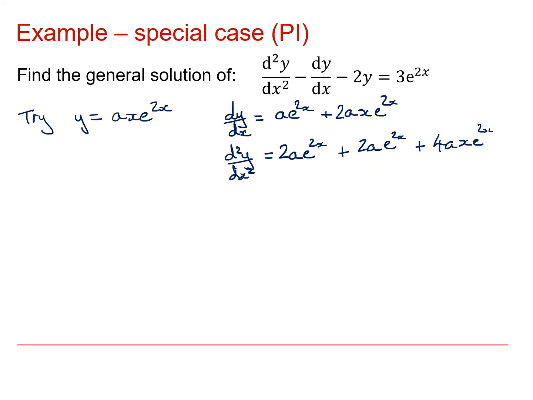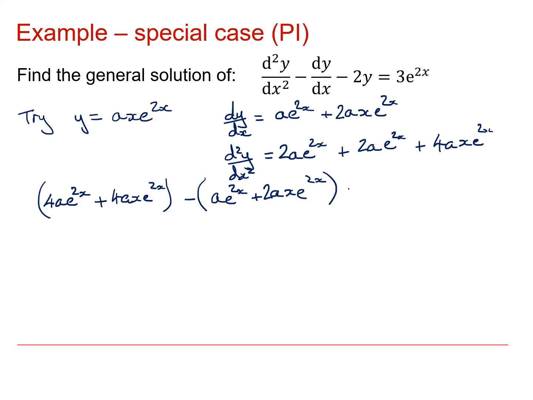Now if we substitute these bits into the original equation, then I'm going to get 4a e^(2x) + 4ax e^(2x). That's from the d²y/dx² bit. I'm going to get minus a e^(2x) + 2ax e^(2x).